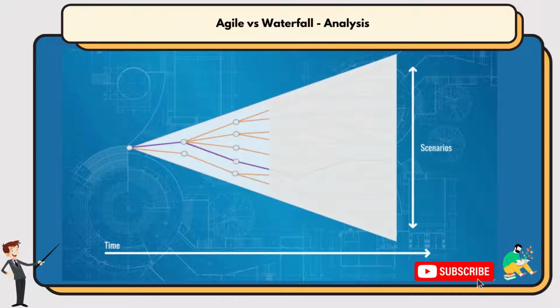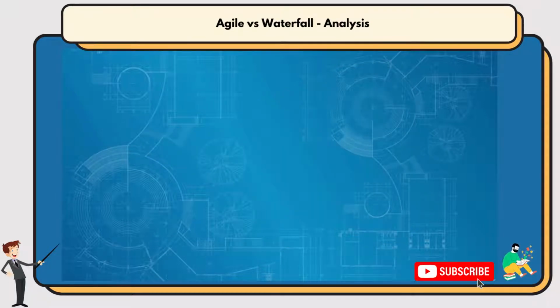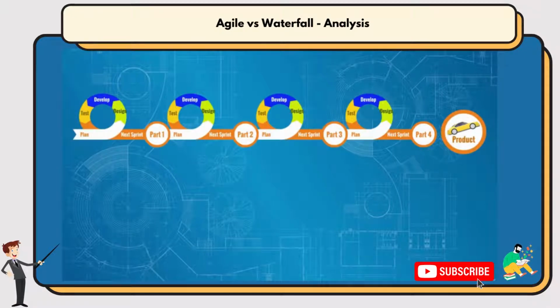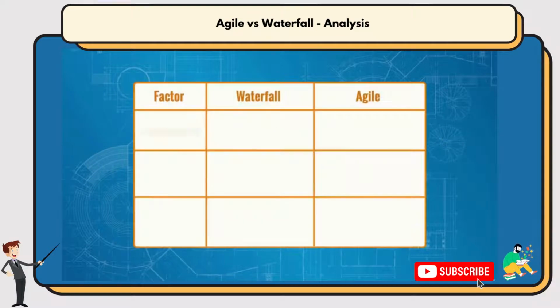The product is created and tested gradually. Work evolves step by step. The team is flexible to adapt to the actual situation, using the knowledge and information gathered during execution. So, if uncertainty is significant, look for Agile solutions, as the product will be developed and tested gradually, leaving room for changing and adapting it.